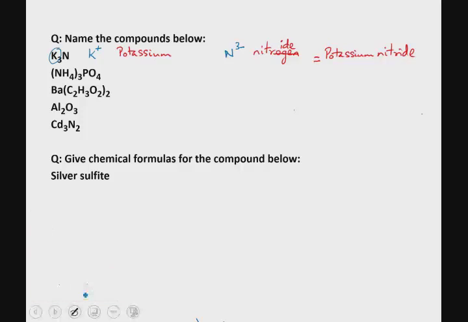So what is the cation in this compound? The cation is silver ion. Would silver ion be a fixed charge cation or variable charge cation? Exactly, it's a fixed charge cation, and from the previous slide, what would be the magnitude of the plus charge? +1. So the cation in this case is Ag+.